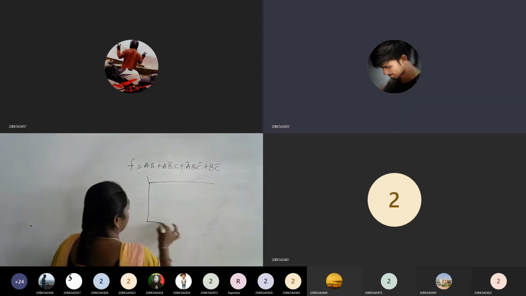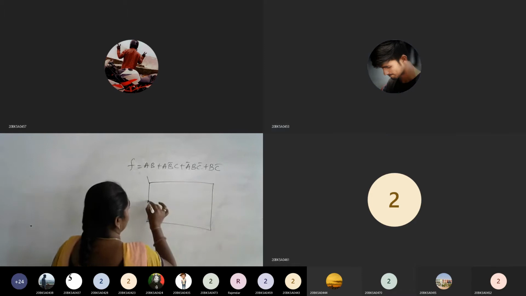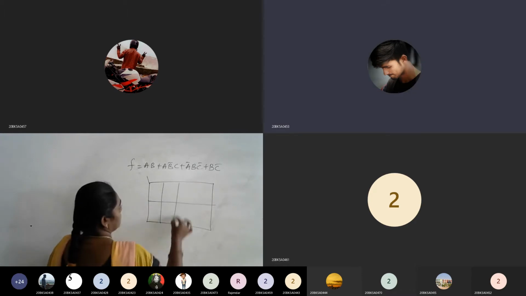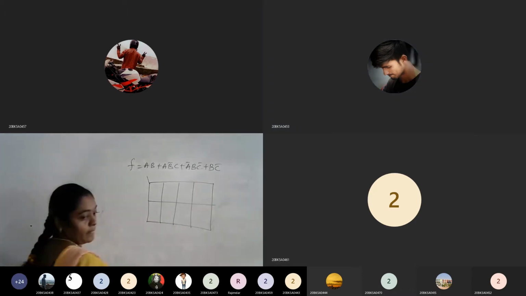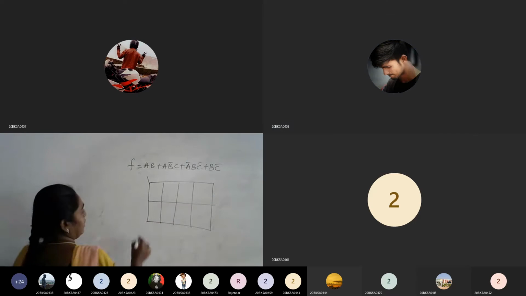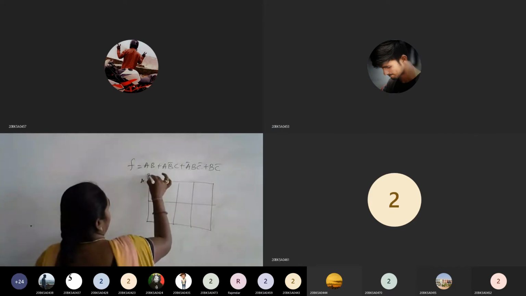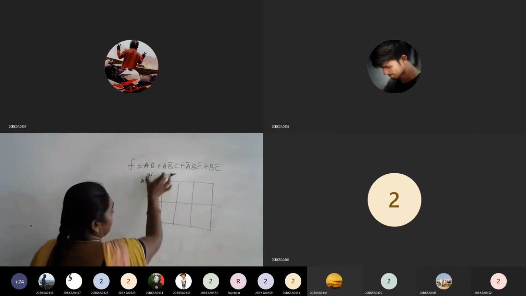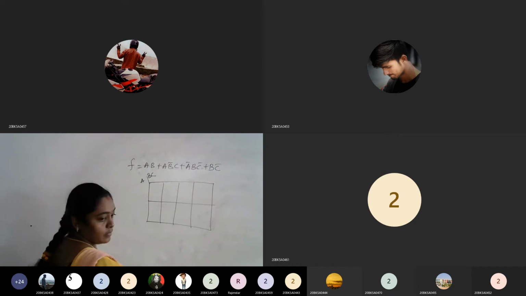Then I'll give you time to note down. First, listen to me. A 3 variable K-map consists of how many cells? 8, 0 to 7. A is the row, B and C are the columns.